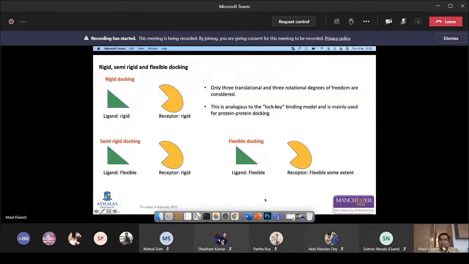So in that situation, what we do, we can give some flexibility around the receptor site. And then we go for the conformation analysis of the ligand, and then we generate the docking. This is called the flexible docking. So generally, in most of the cases, maximum people do the semi-rigid docking.